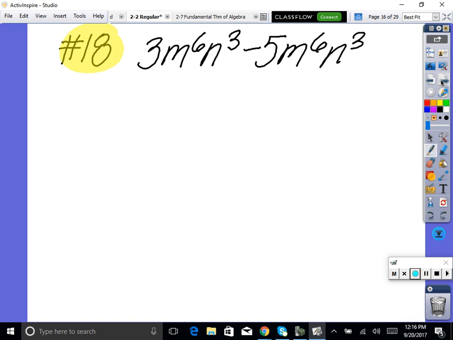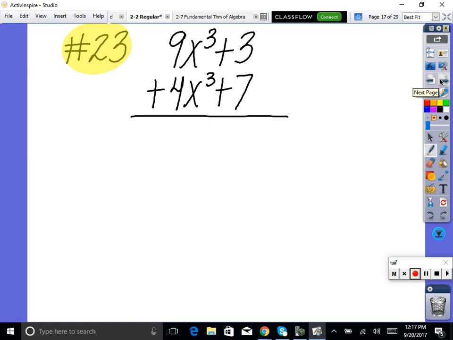Number 18. 3m6n cubes minus 5m6n cubes is how many m6n cubes? Negative 2m6n cubes. We do not change the apple. All good? Okay, do 23. Now we'll look at 23. Isn't this one addition? Yes.